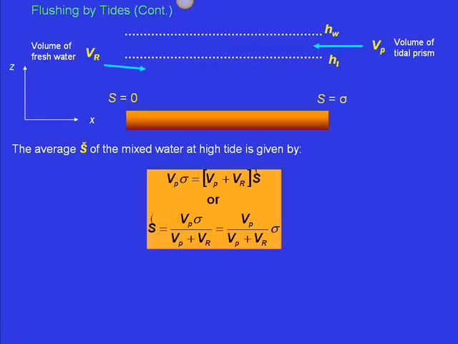And let's go to the other extreme case. What happens if you have a small tidal range, that is, a small tidal prism, and you have a lot of fresh water coming in?